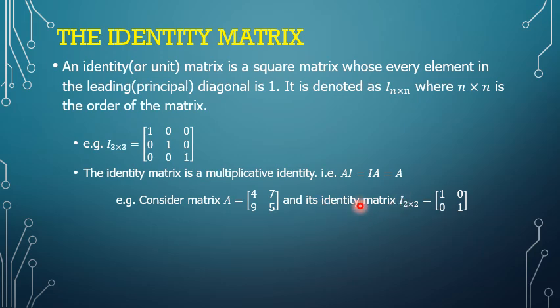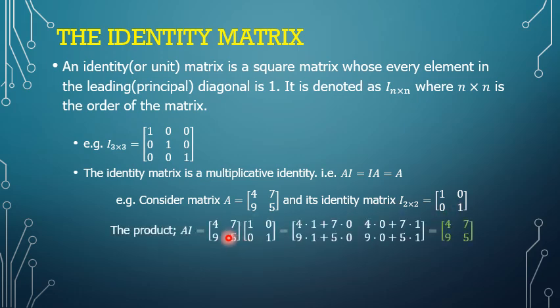For the identity matrix, it should also be a 2 by 2 matrix, because matrix A is a 2 by 2 matrix, so we use a 2 by 2 matrix. Now the identity matrix for a 2 by 2 matrix is 1, 0, 0, 1. When you multiply A times I, it will be 4, 7, 9, 5 times 1, 0, 0, 1.